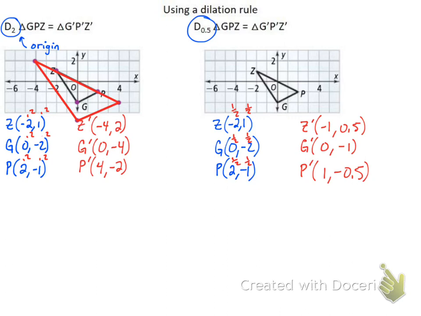So when I graph that, -1, 0.5, it's there, 0, -1, and then 1, -0.5. And so I get this as my image. Again, it's shrinking because the scale factor is less than 1. And again, from the origin through the pre-image to the image, I can draw a straight line. Okay?